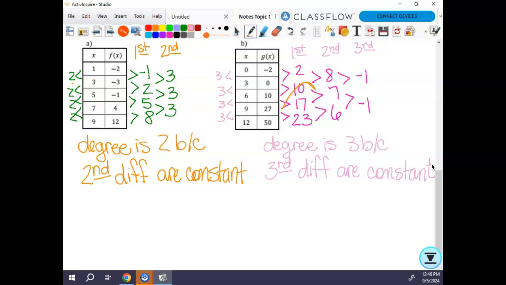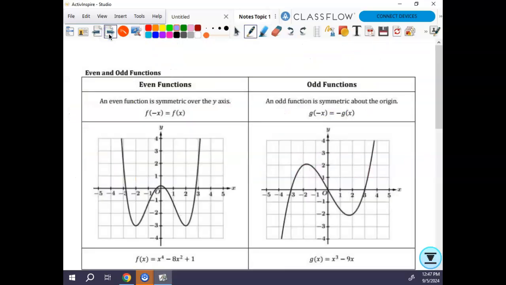All right, yes, ma'am. Okay, good question. This being 3 has absolutely nothing to do with this being 3. Because this is 2 and this is 2, and those are total coincidences that I didn't notice, but when you notice patterns, so yes, those are not related at all. It's 2 because I had to do the second differences, and it's 3 because I had to do the third differences. Good question. Anything else? Alrighty. Let's flip this over.